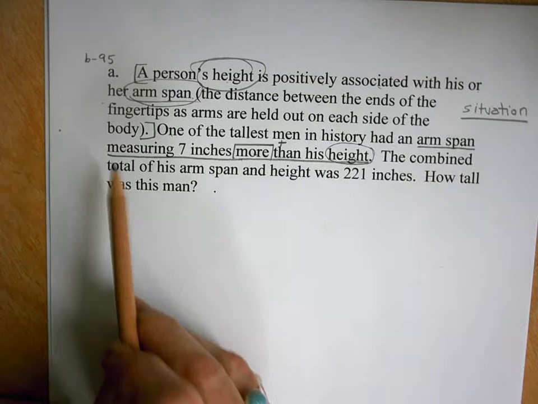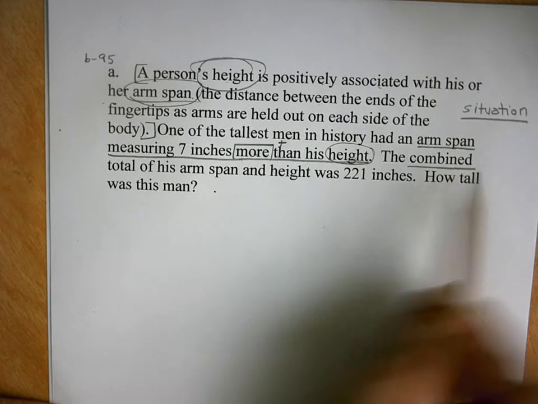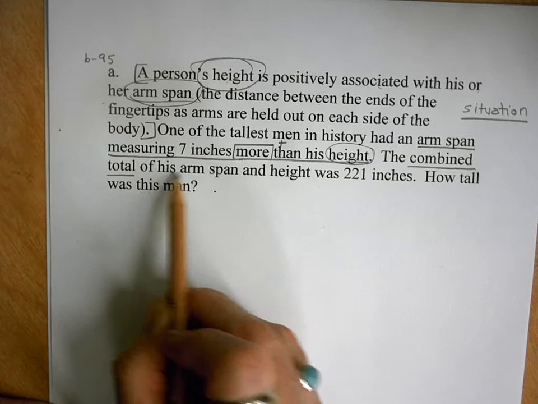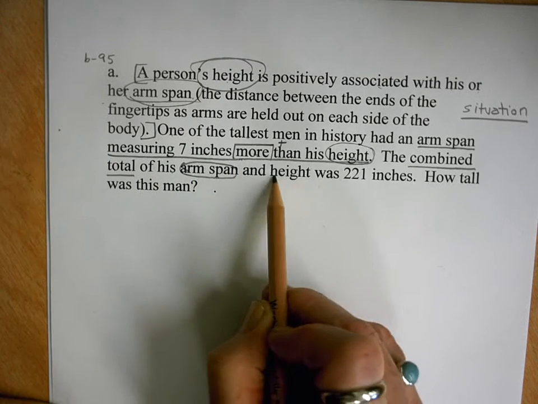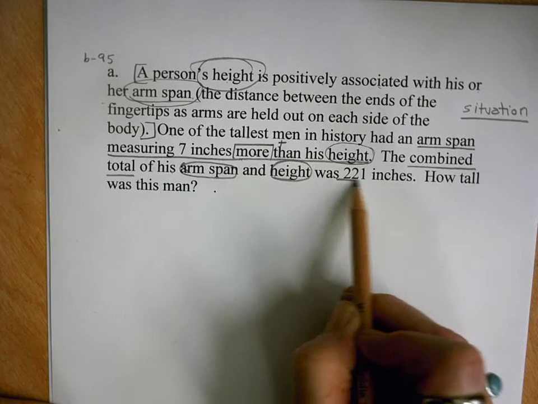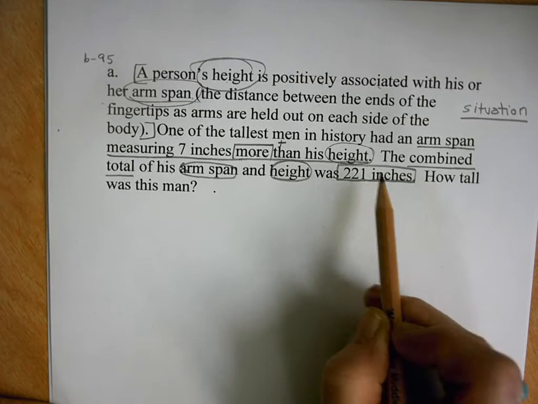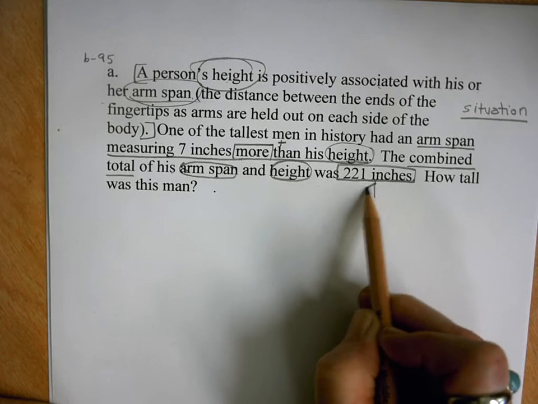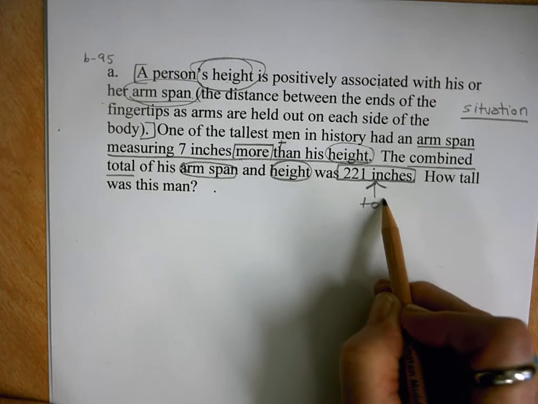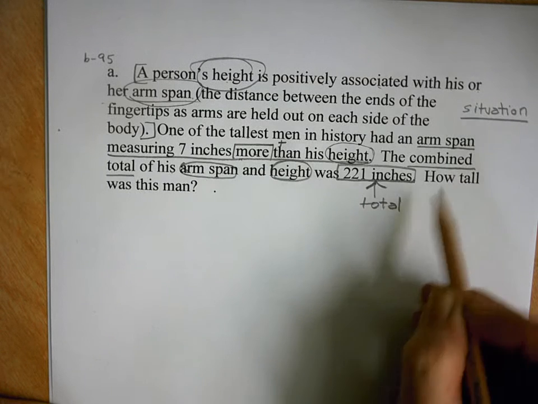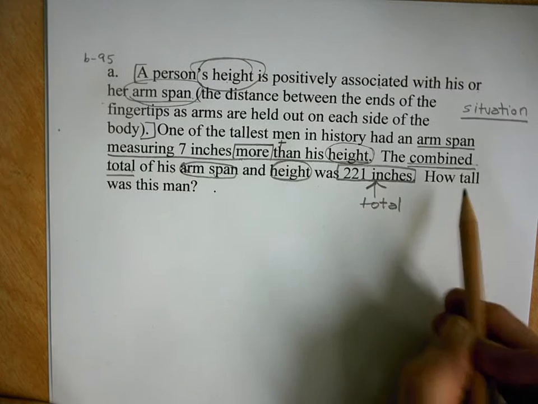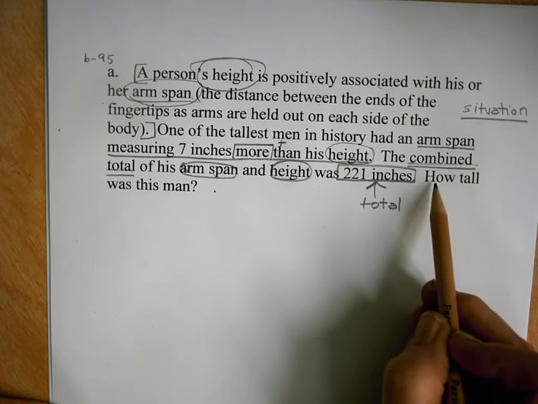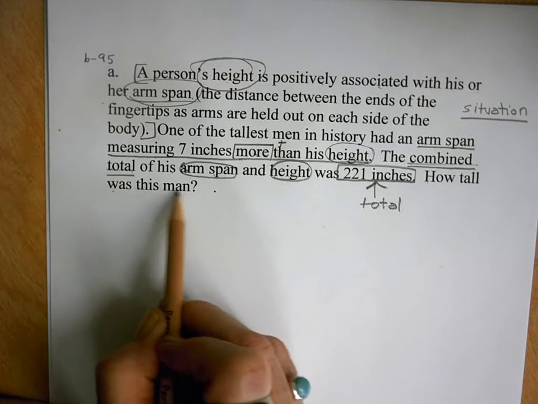The combined total of his arm span and height was 221 inches. So this 221, that's our total. Combined total, arm span and height. And the question that we need to answer is, how tall was this man?